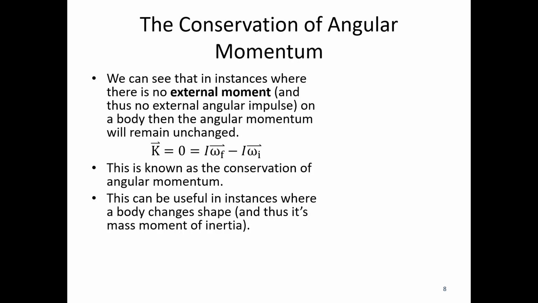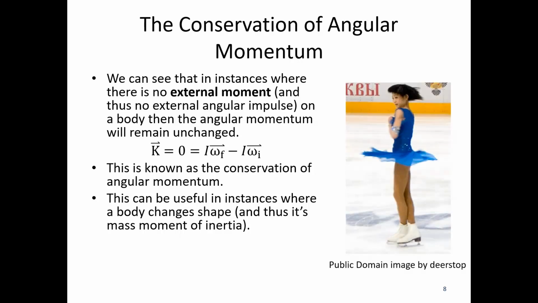The first one is that it's useful when a body changes shape and thus its mass moment of inertia. The example that's usually given for this is figure skaters. If a figure skater is skating along and they start spinning, if they pull their arms in, they're going to reduce their mass moment of inertia, and so that I value changes. And so they're going to increase their angular velocity because the angular momentum as a whole needs to stay constant. So if you decrease I, you're going to increase your omega value in the final state. So that's one instance where it's going to be useful.